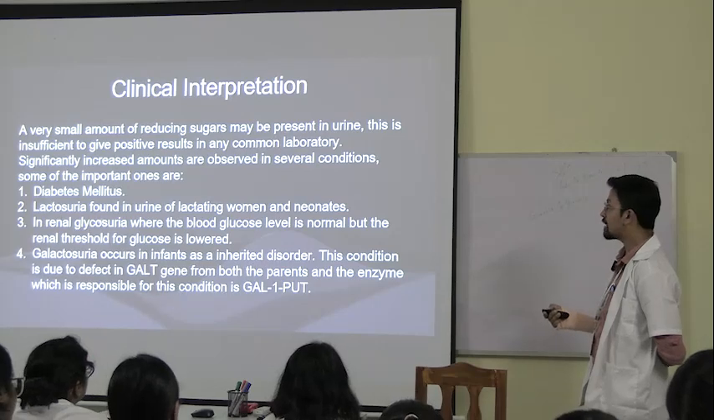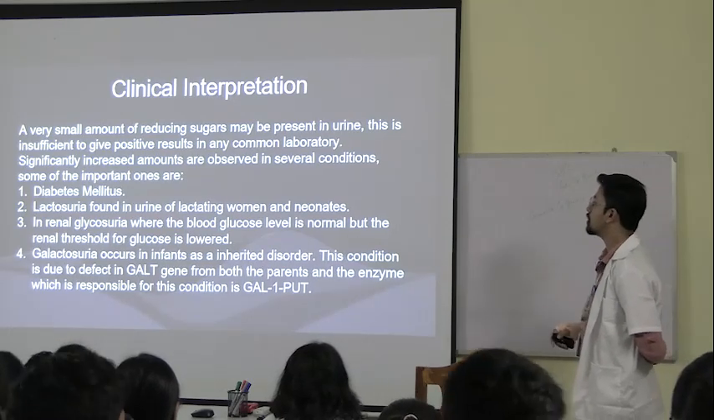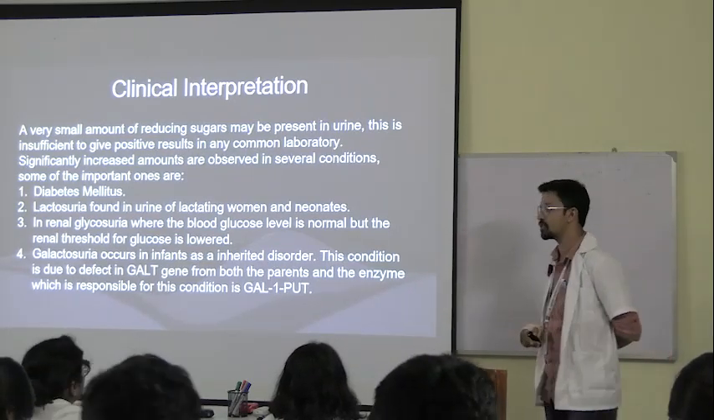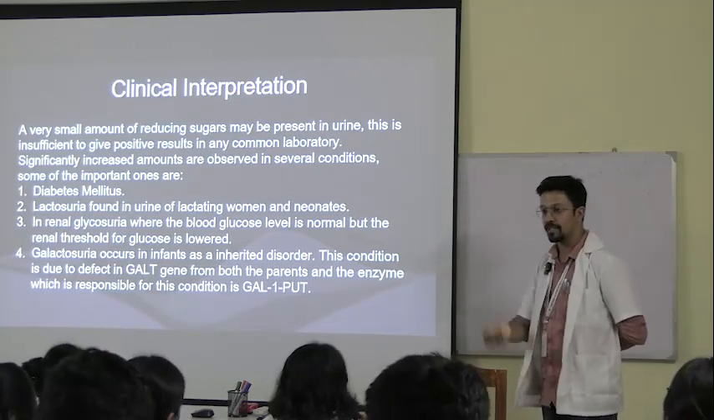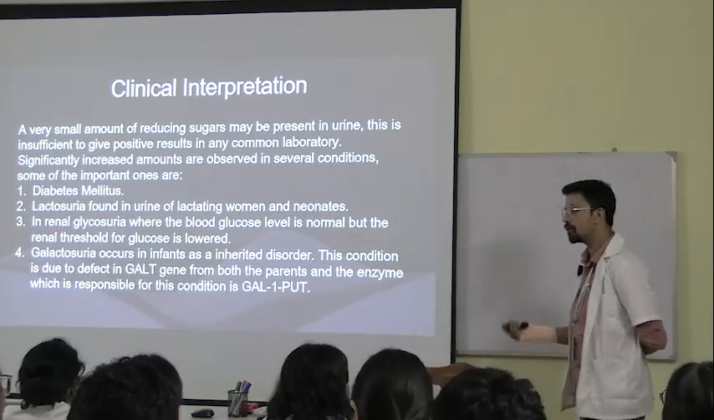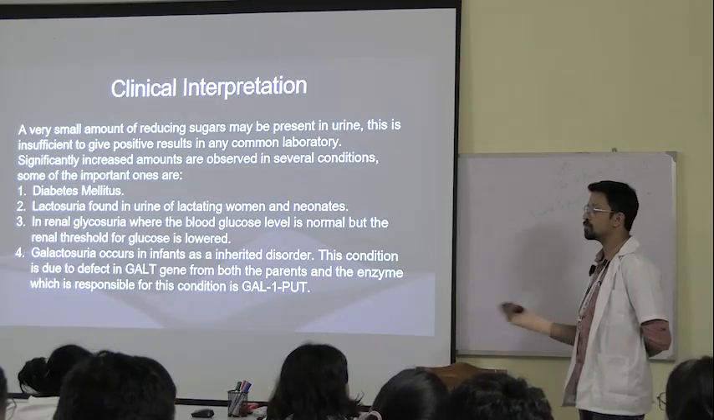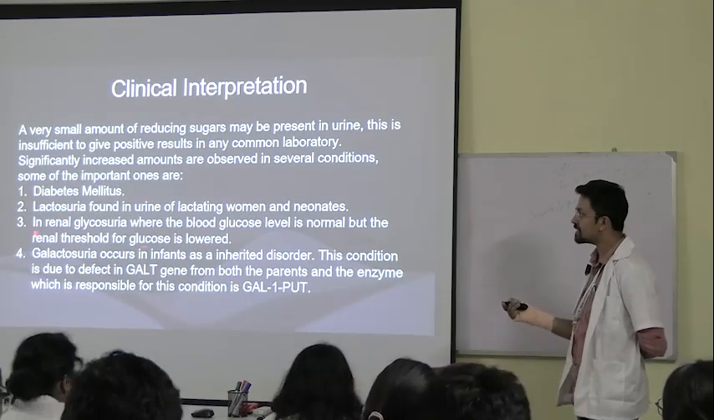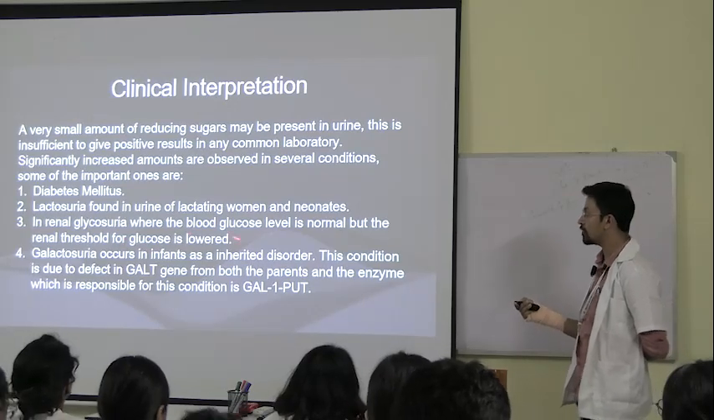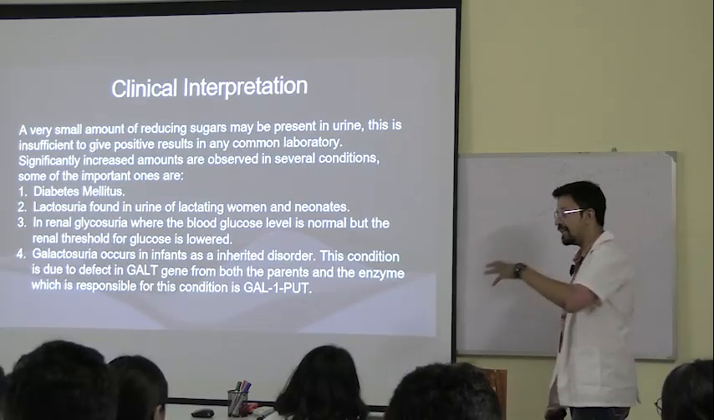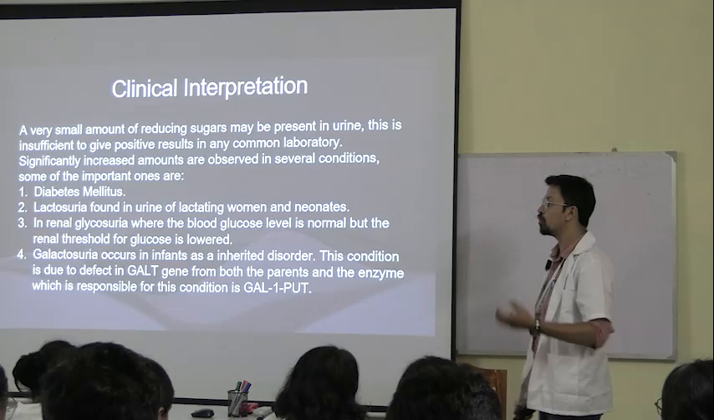Now, renal glycosuria is where the blood glucose level is normal, but the renal threshold for glucose is lower. I have already explained, the urine sample is showing presence of the reducing sugar, but when you have checked the blood sample, there is no high blood sugar. So that means the patient is having some pathology in the kidney, that is renal glycosuria. The renal threshold for glucose is lower, meaning the kidney is not reabsorbing the glucose.